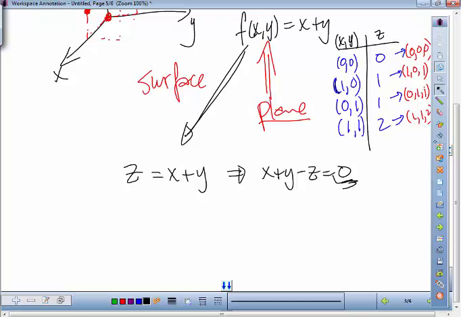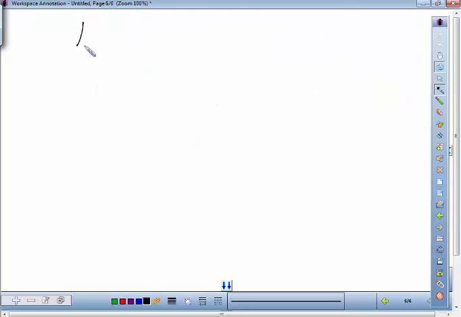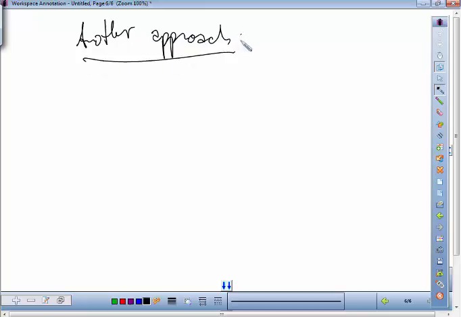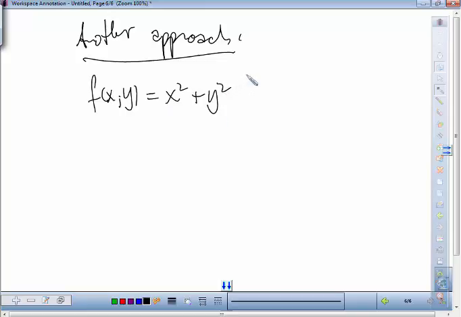All right, now let's do another approach. And this time we'll take a look at f of x, y equals x squared plus y squared. Now, we know something about this function already, because a couple of pages ago we said the domain is going to be all real numbers, and the range is going to be all positive z, including 0, but not negative, right?